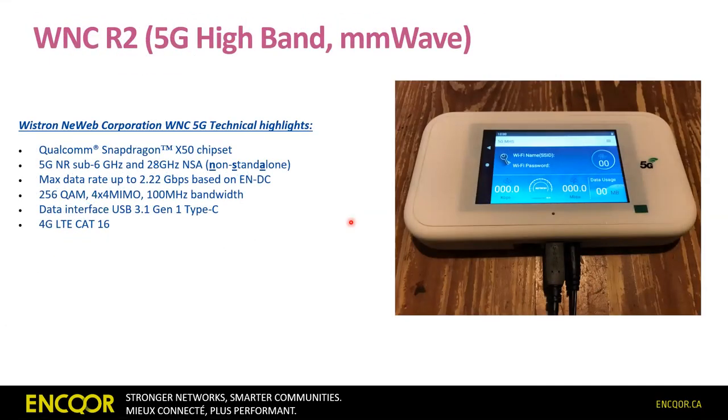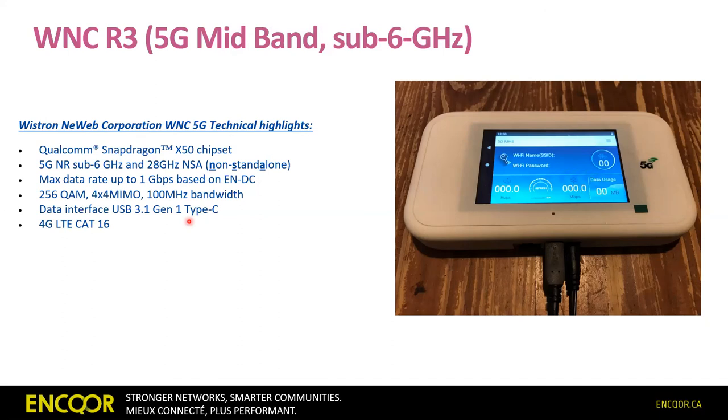The WNC release 2 also supports USB-C. It supports Wi-Fi. It supports sub 6 gigahertz and 28 gigahertz. It's available whenever you need it. And we have WNC release 3. As you can see, the difference is the maximum data rate. This one is up to 1 giga. The other one is up to 2.22 giga. So those are also available. And this one supports the millimeter wave, while this one is mid-band.